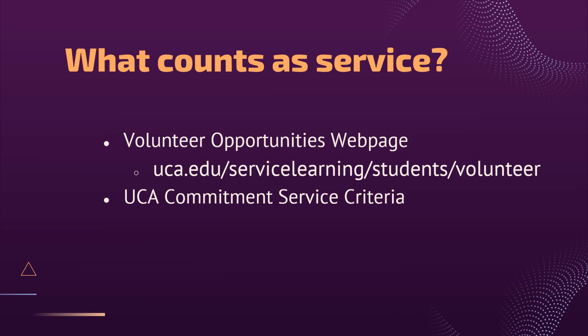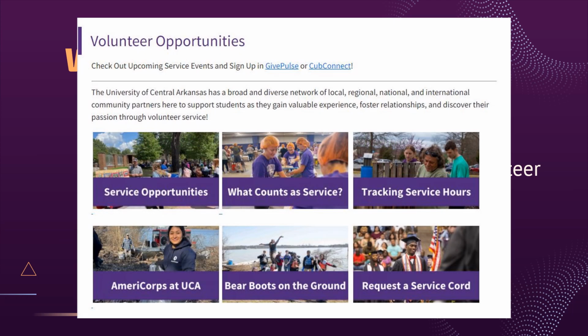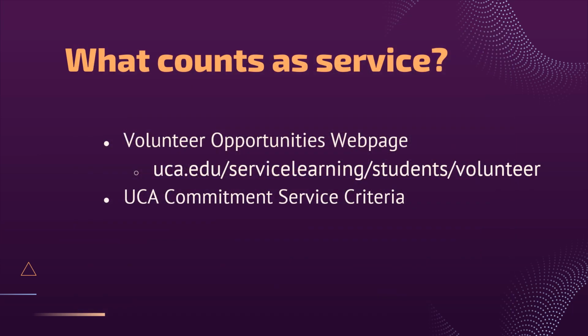The Volunteer Opportunities webpage has good information on opportunities, how to request a service cord for graduation, and what counts as service. With the beginning of UCA commitment, Student Life is utilizing the commitment service criteria. These guidelines will be used for approving impacts and calculating service hours and monetary donations in the future. Please pause if you would like to review the service criteria.